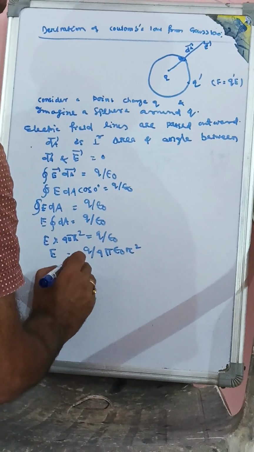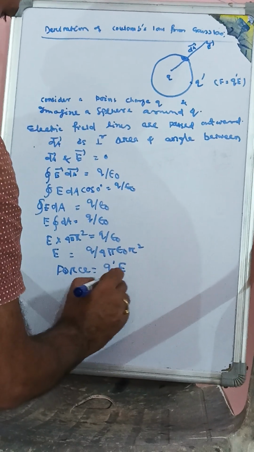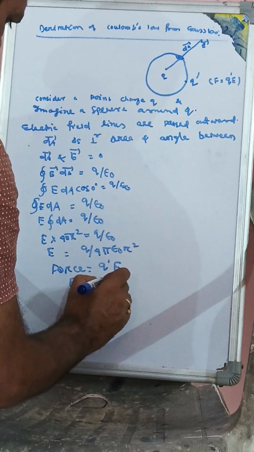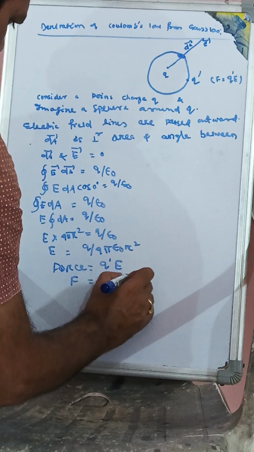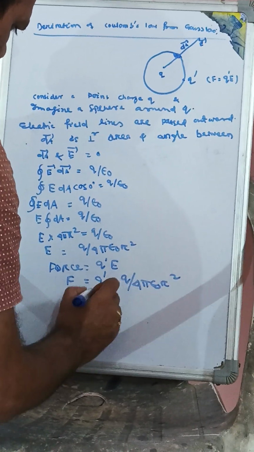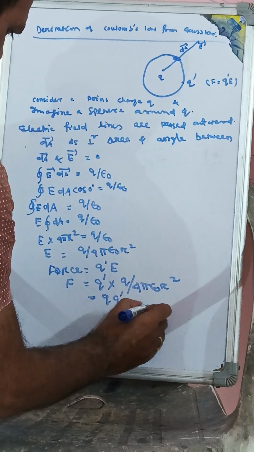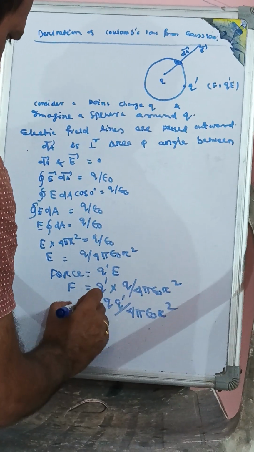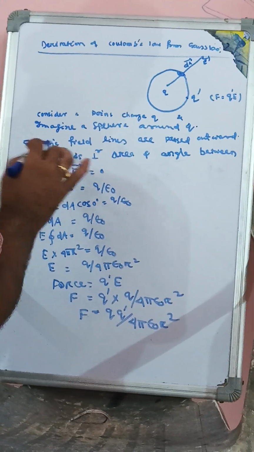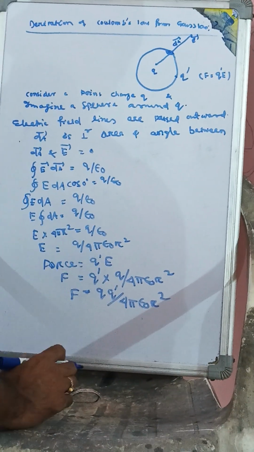We know force is equal to q dash into E, and putting the value of E in this, force is equal to q dash into q by 4 pi epsilon 0 r square. Rearranging it, F is equal to q q dash divided by 4 pi epsilon 0 r square. This is the force and this is Coulomb's law. So we have written it in this way, and this is the derivation of Coulomb's law from Gauss law. Thank you.